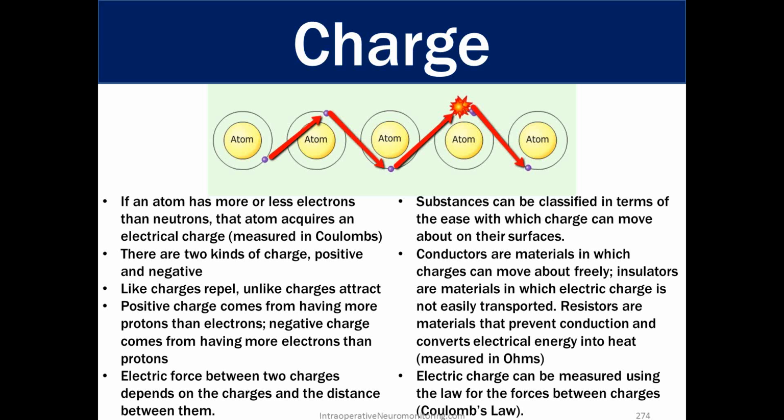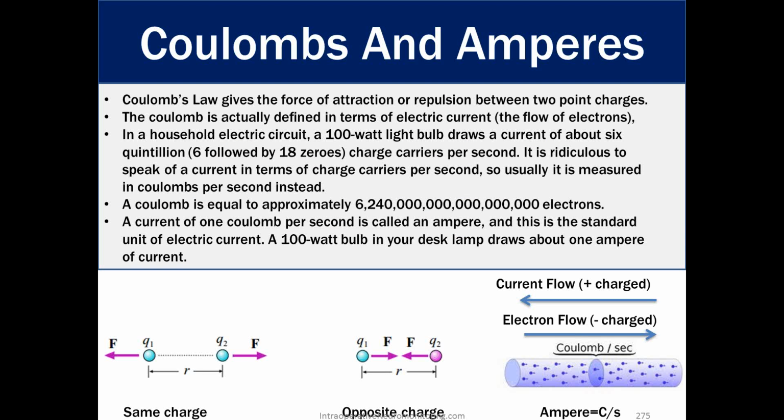Resistors are materials that prevent conduction and convert electrical energy into heat, measured in ohms. So your skin can be considered a resistor when you're stimulating an SSEP. It's preventing that conduction of electrical activity, and if your settings are inappropriately high, you can cause burns because it takes on the heat. Electrical charge can be measured using the law for the forces between charges, or Coulomb's law. We'll look at that a little bit more.